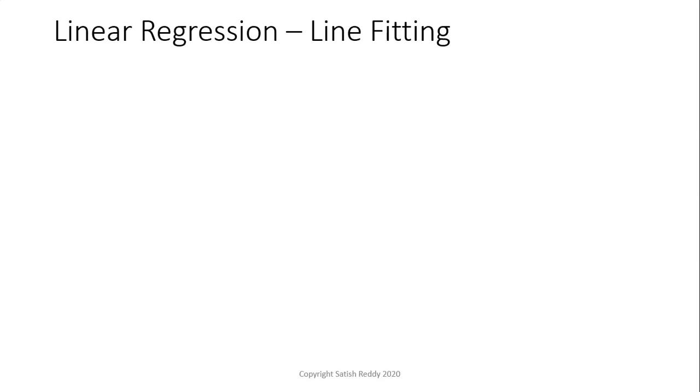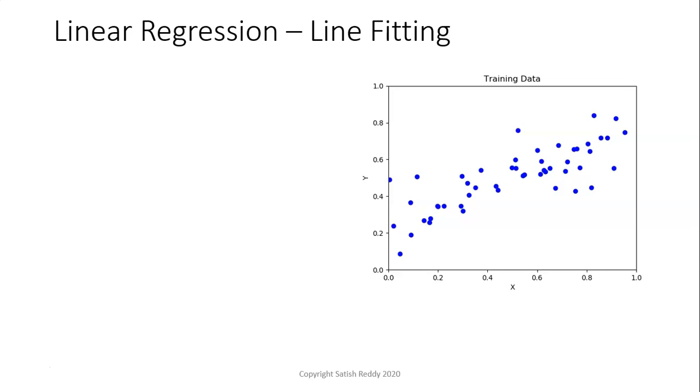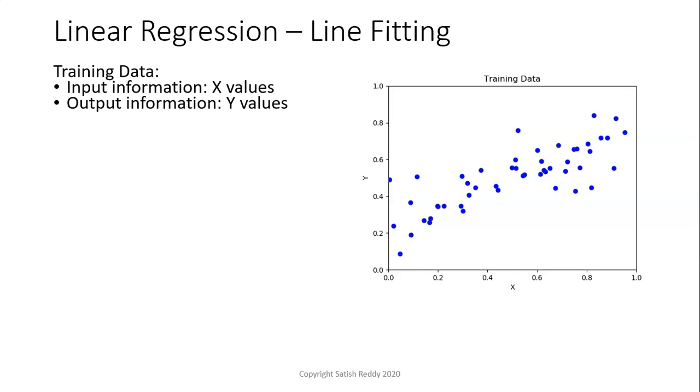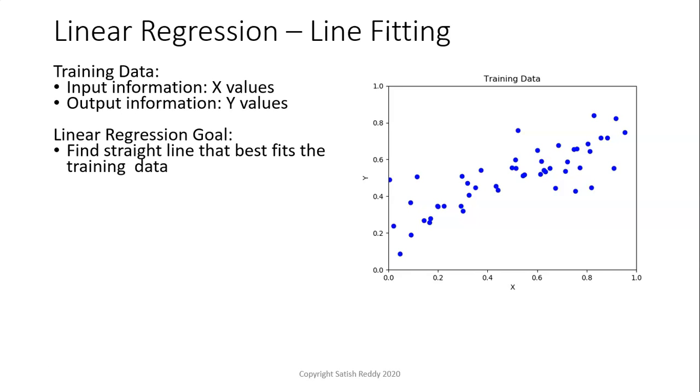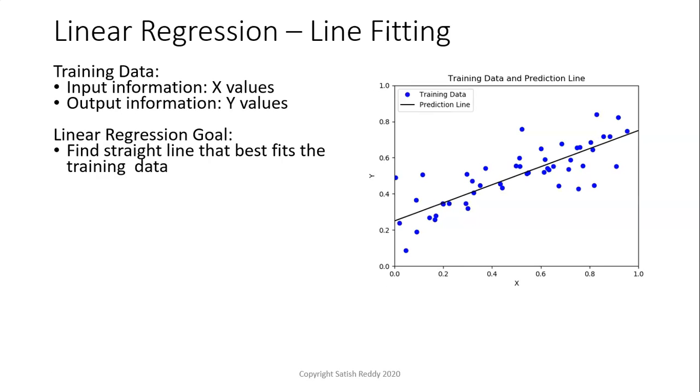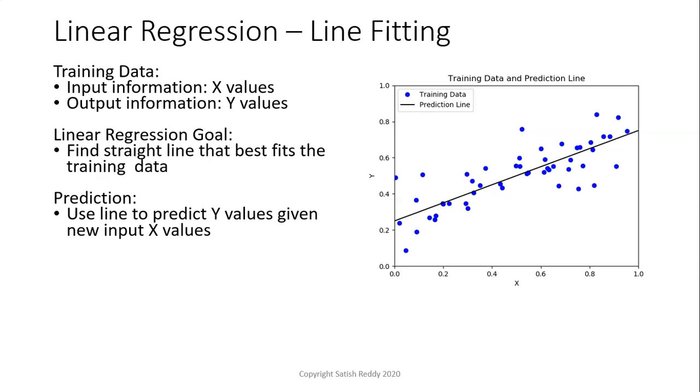First, let's start with linear regression, and we'll go to a familiar problem, line fitting. The training data consists of points in the plane, and specifically the input information will be the x value for each point, and the output information would be the y value. The linear regression goal is to find a straight line that best fits the training data. A line something like this. So here we still have our training data, the points in the plane, and now we have a prediction.